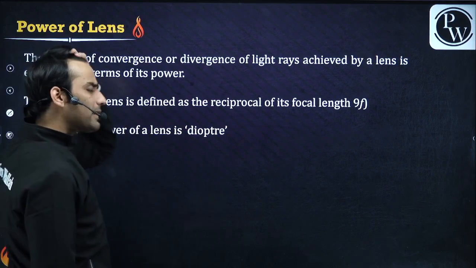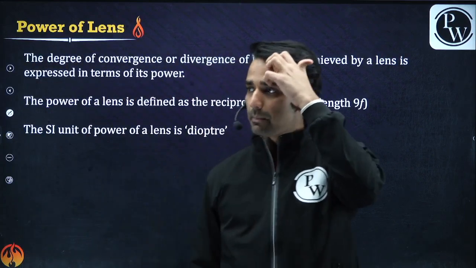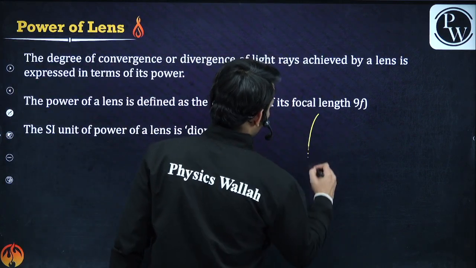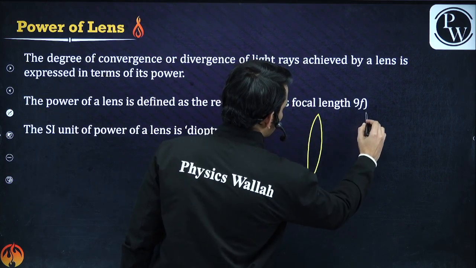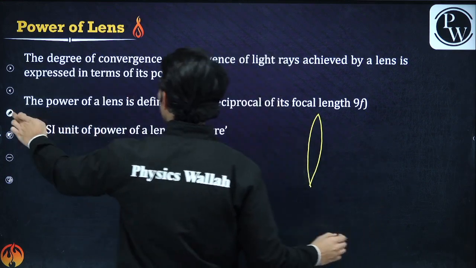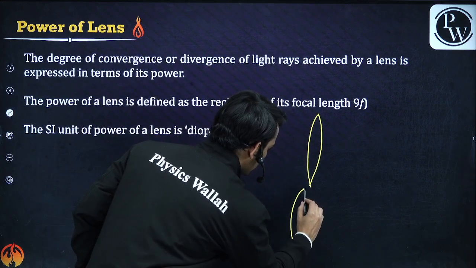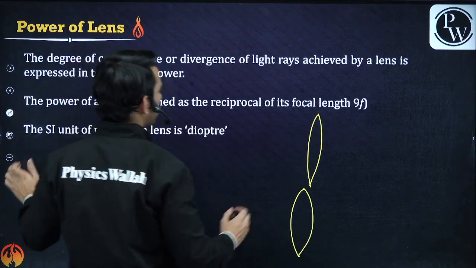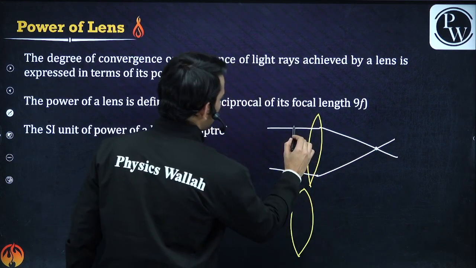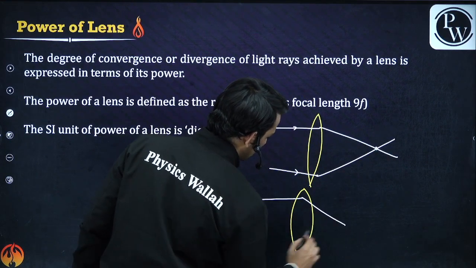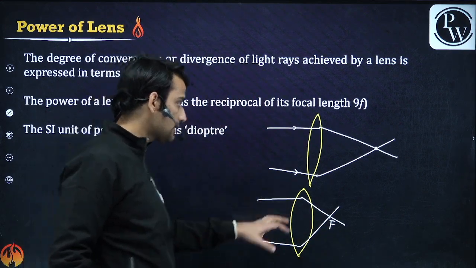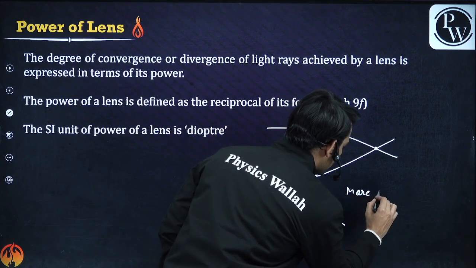Next is power. See, power is defined as the converging or the diverging capability. That means, let's say if I take two lenses, one is this and the other is this. If I talk about the power, let's say that this lens converges the rays at this point, and the other lens converges the rays at this point. So what do you think has more converging ability? Obviously this lens.